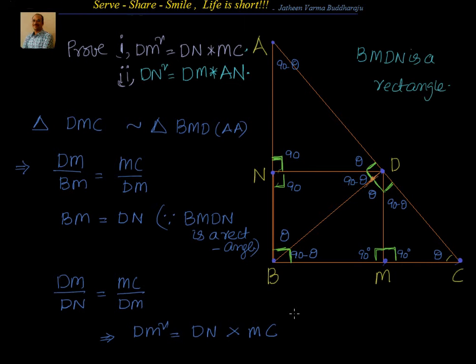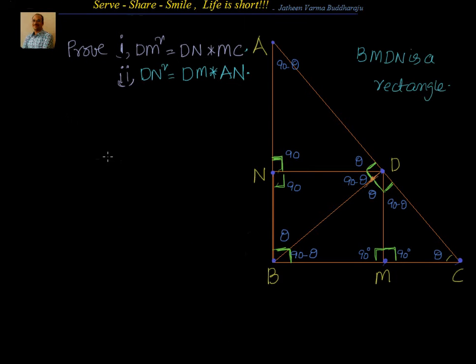Now let's try to find out the second result. The second result we have to prove is DN square equal to DM into AN. So let's look at the triangles which I need to consider. I need AN, so I have to mandatorily take this triangle AND. So let me write it down, 90 minus theta, theta. So I will say triangle AND. What will be its counterpart which I need to consider for the other similar triangle?